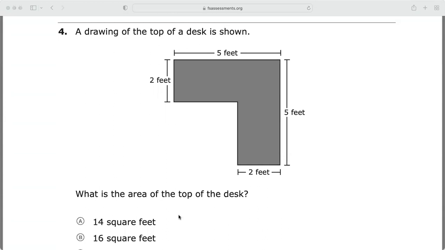So we can split this up into two rectangles. And if I drew a line right here, this top rectangle is going to be 2 by 5. And 2 times 5 is 10. And then this bottom rectangle, we know that this part is 2 feet. So 5 minus 2 is 3. So this part is 3 feet. So we have 2 times 3, and that is equal to 6. So 10 plus 6 is 16.